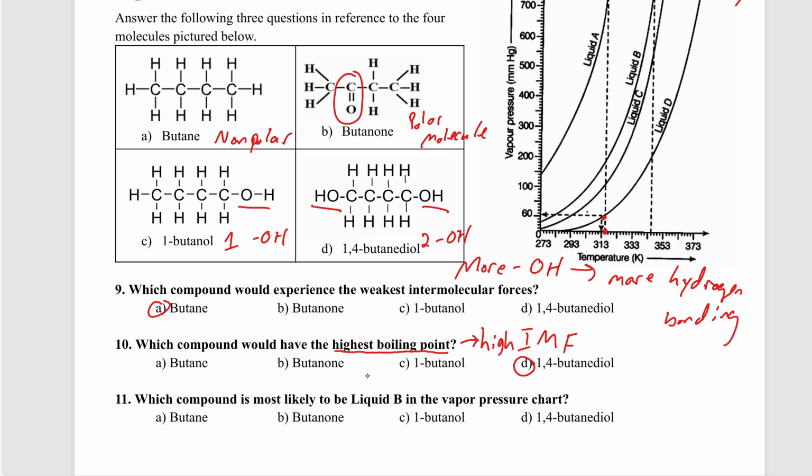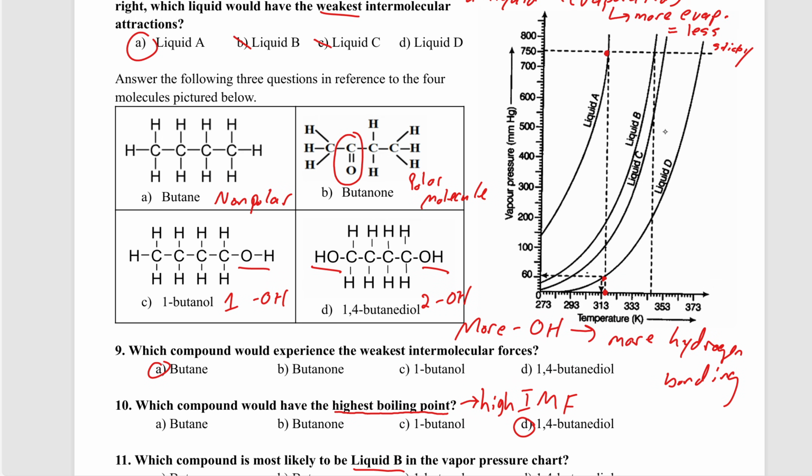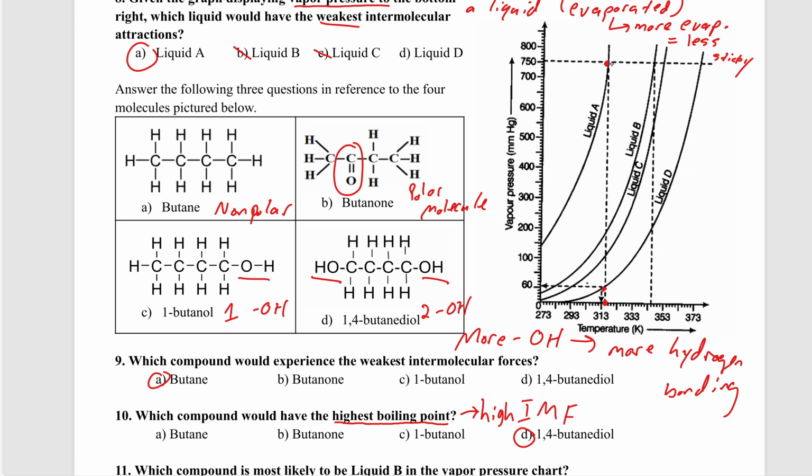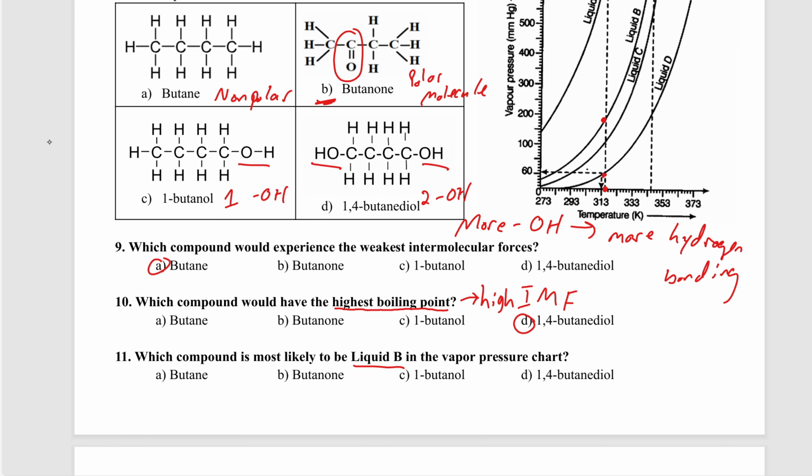And which compound is most likely to be liquid B? All right, so we look at liquid B. So remember how we said that liquid A has the weakest intermolecular forces because it has the highest vapor pressure, so it evaporates the easiest? Well, liquid B has the second highest vapor pressure, so it evaporates the second easiest, so it must have the second weakest intermolecular forces. We know D is the strongest, C is the second strongest, B is the second weakest, so it must be B.